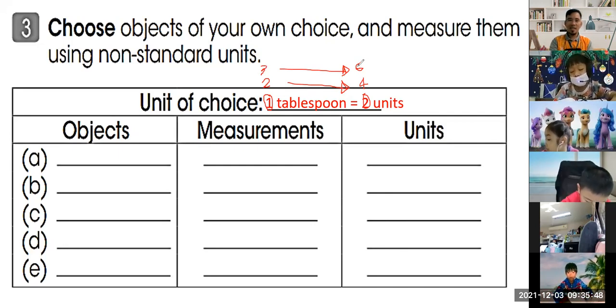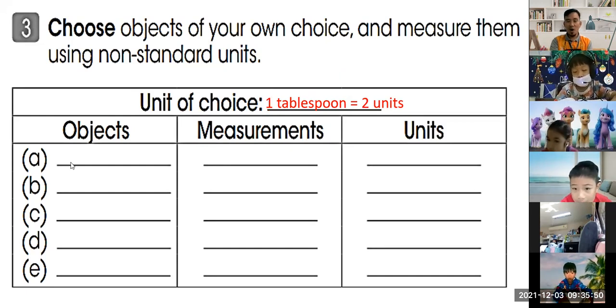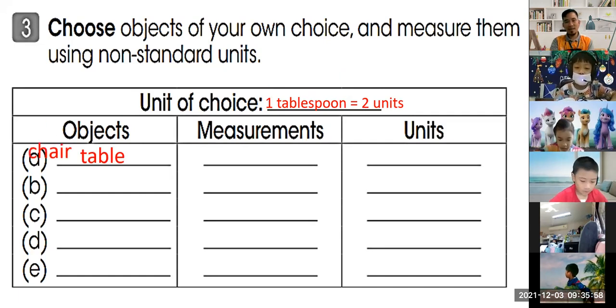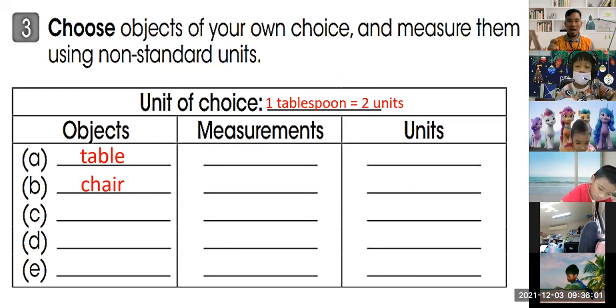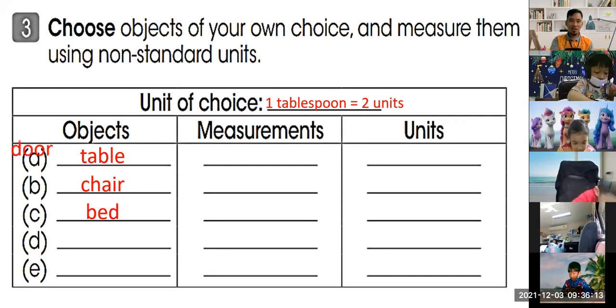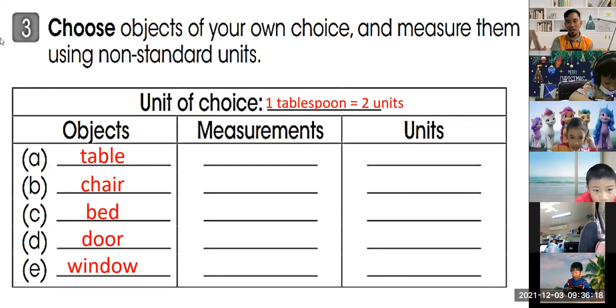Okay, now let's try. For example, these are the objects that we will measure. We have here the table, the chair. These are objects that are visible in your house. So we have a table, a chair, a bed. I'm sure everybody has it, right? And the door and the window. A house must have a table, a chair, a bed, a door, and a window.